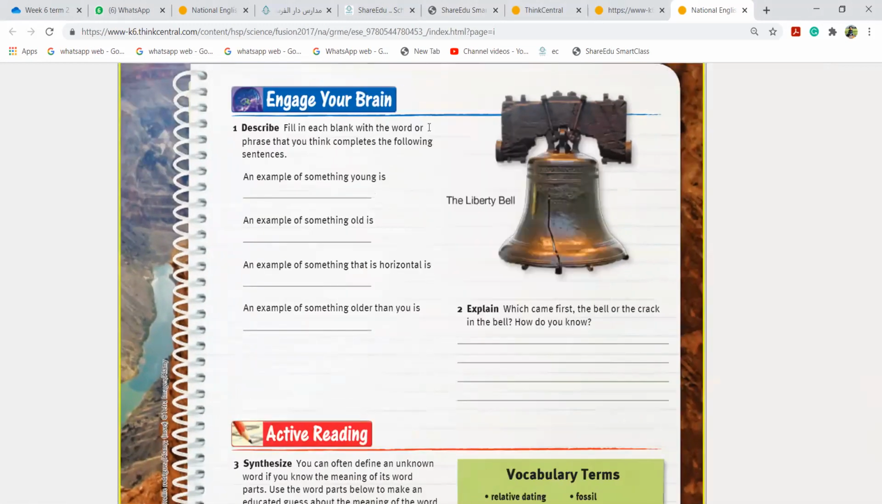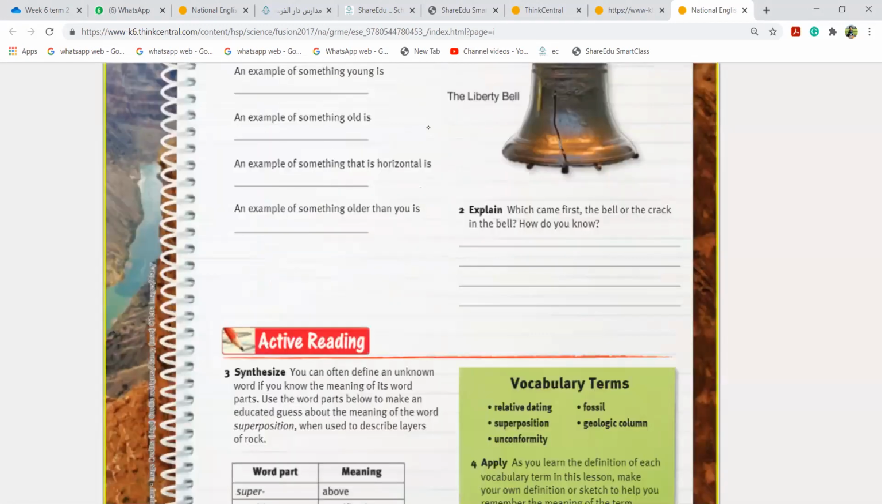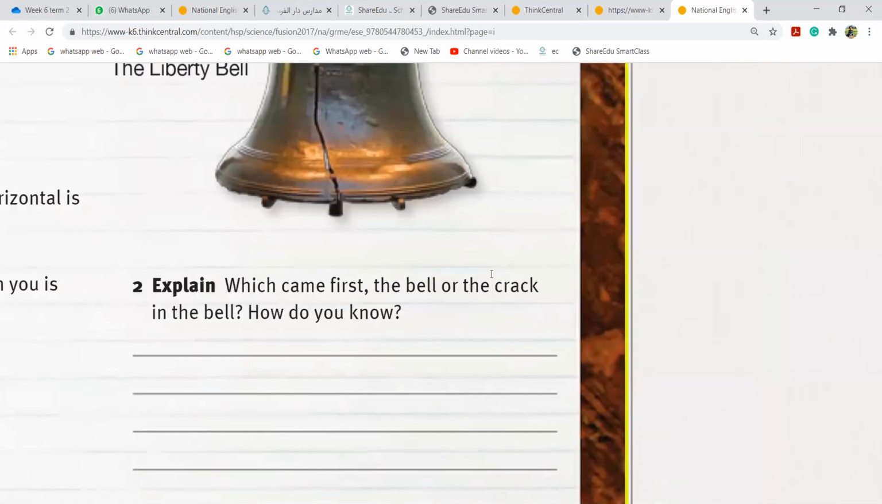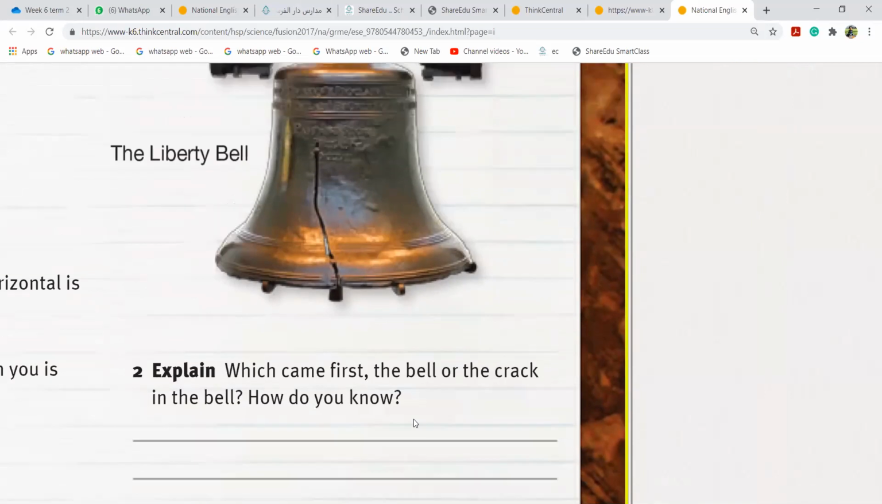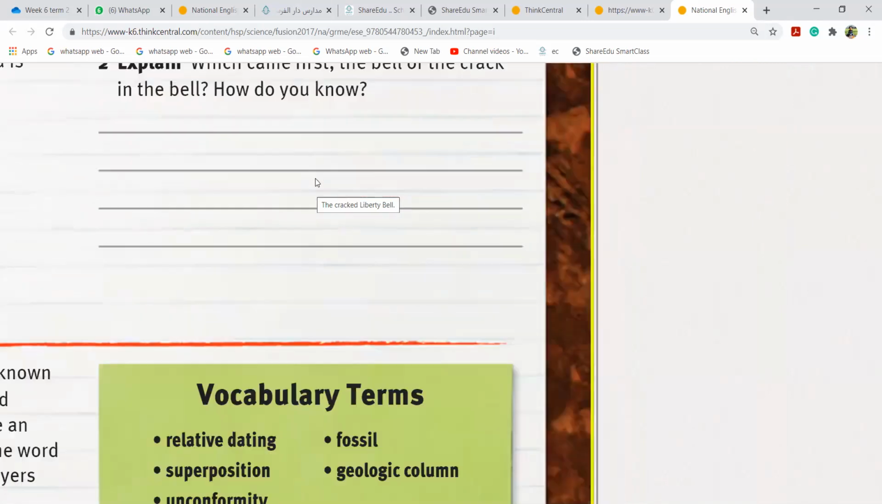Okay, fill in the blank that you think completes the following. An example of something young, an example of something old like a mountain, an example of something that is horizontal, anything that is horizontal, a plane, that is older than you is anything. You don't have to write any specific thing. Now what do you think? Which came first, the bell or the crack in the bell? Of course, the bell came first. It was without the crack. Later on, like how weathering happens, the crack came.